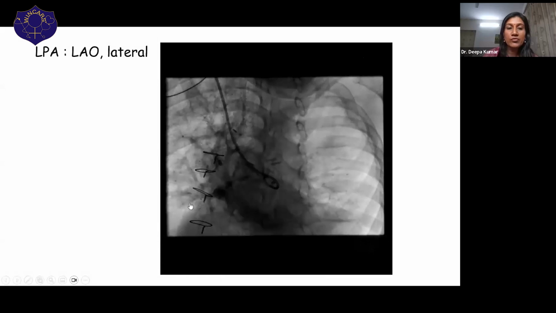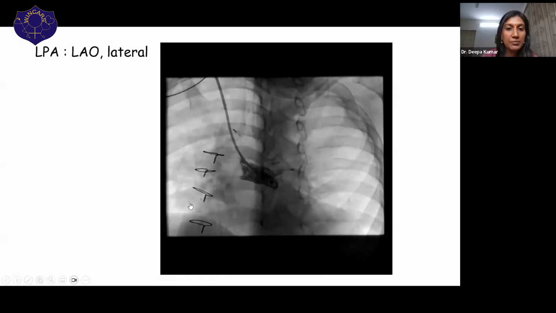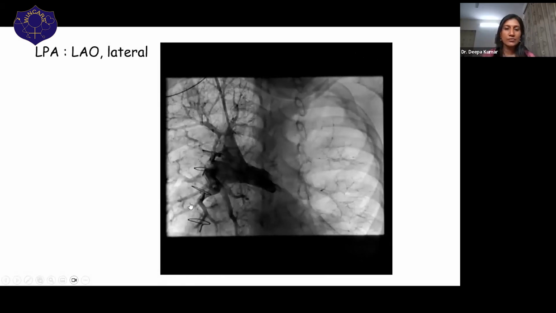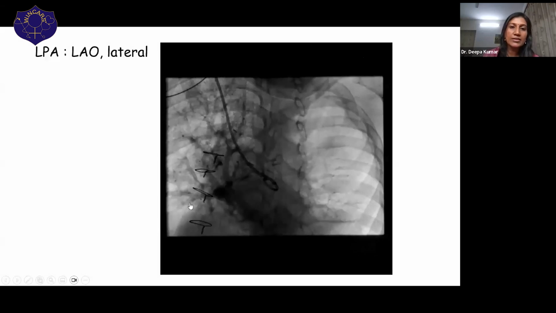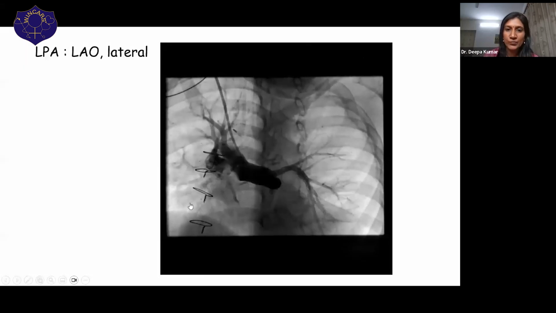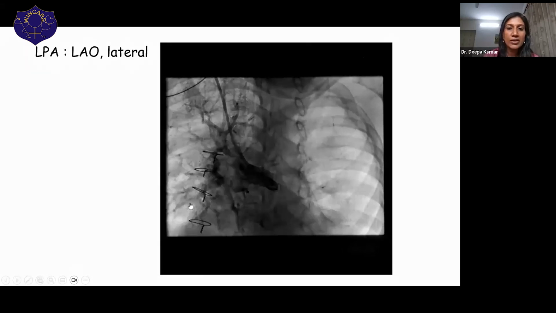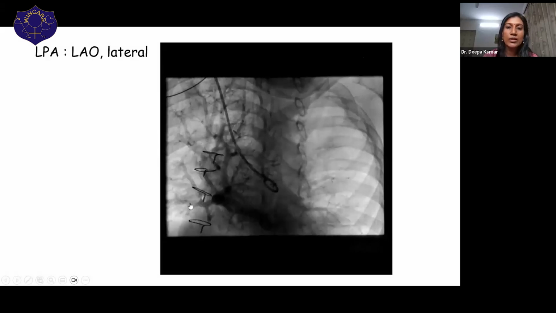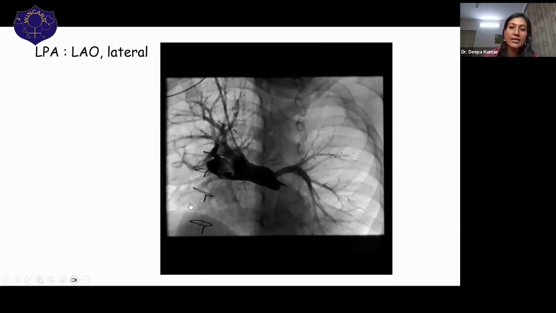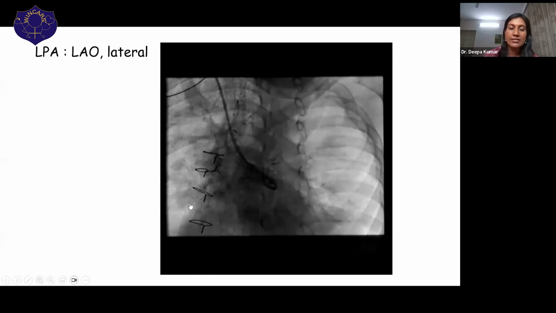So when you want to profile an LPA, we can always remember LPA is LAO view or lateral view. And RPA, if you want to profile, it is usually RAO view. And you can give varying degrees of cranial inclination as well. If you are unable to profile in plain LAO, you can always give some cranial inclination.